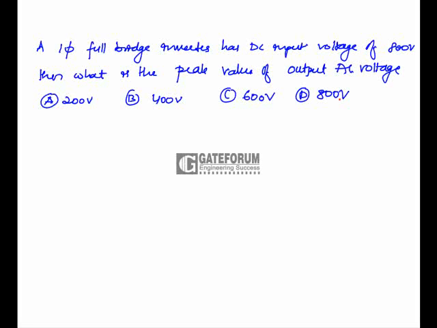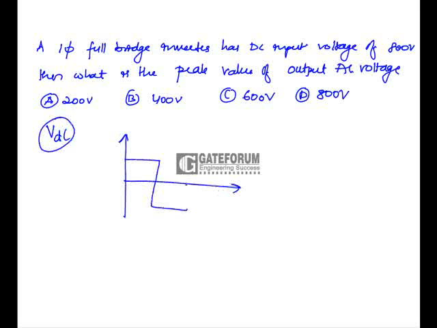A single phase full bridge inverter has a DC input of 800 volts, then what is the peak value of output AC voltage? For a single phase full bridge inverter, let us take the input voltage as VDC. Now what is the output waveform here? The output waveform will be a square waveform, having the value equal to the DC input value. Now what is the peak value here? Peak value is nothing but the DC value, which is equal to 800 volts, which is given as an input. So option D is the correct answer.